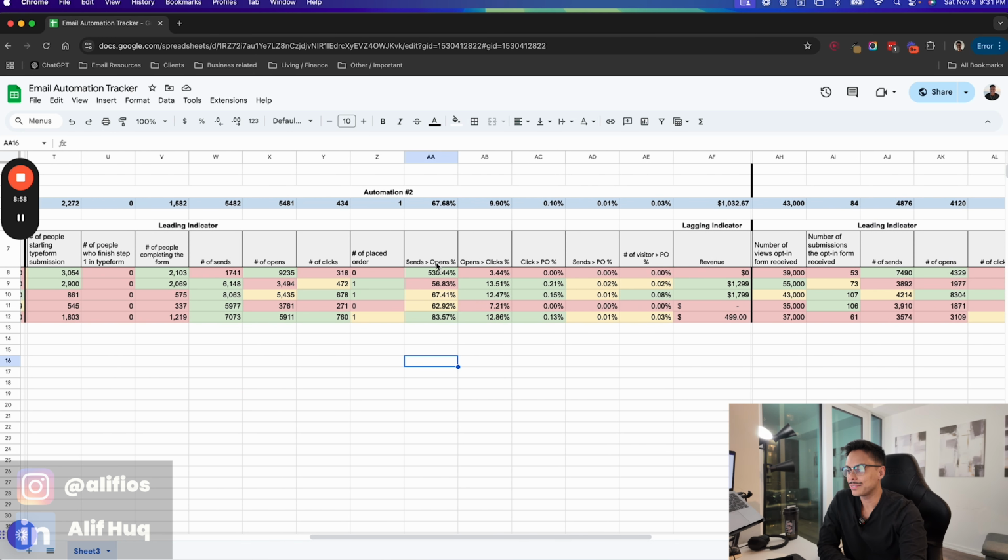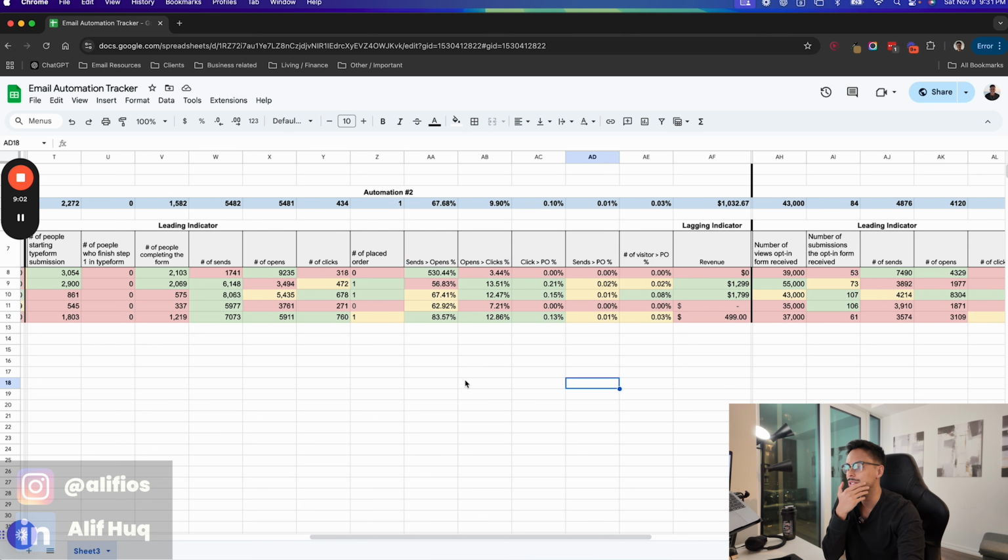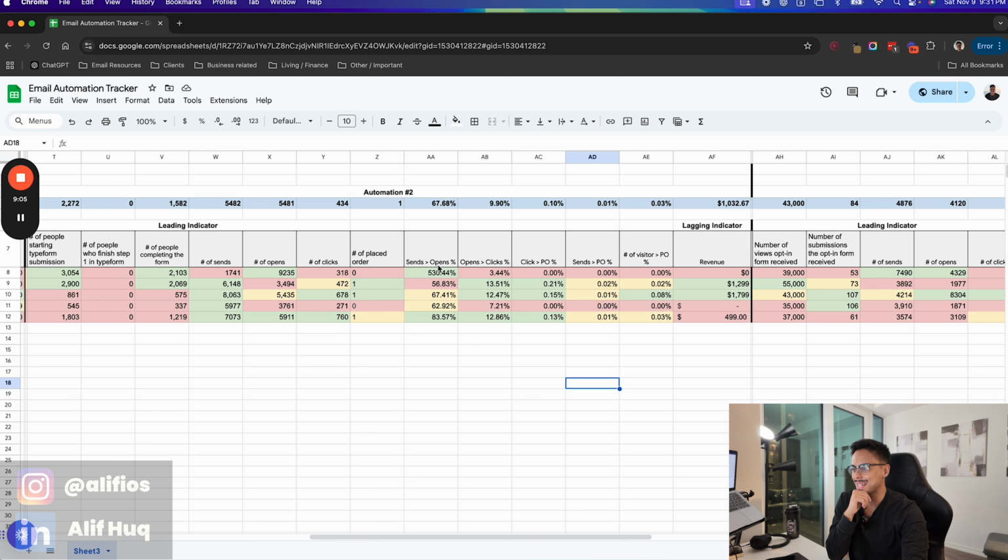And then over here, I have percentages. So for example, in this case, for this automation number 2, I can see the open to send percentage. So in terms of opens and sends, what's the conversion rate over here? Clicks to open, so what's the conversion rate from clicks to opens? What's the conversion rate from placed order to clicks over here?